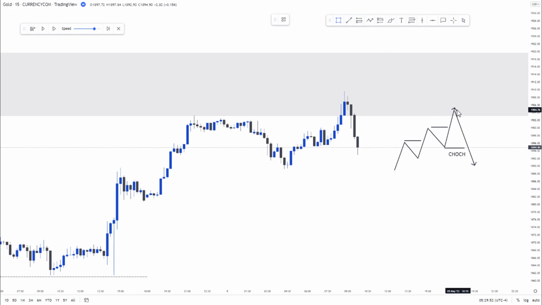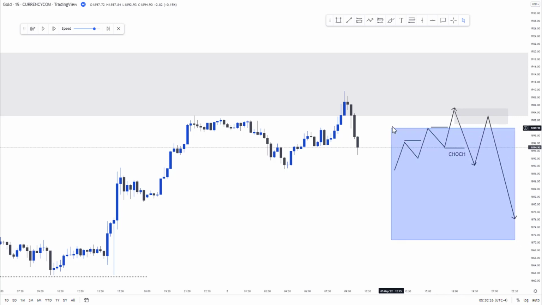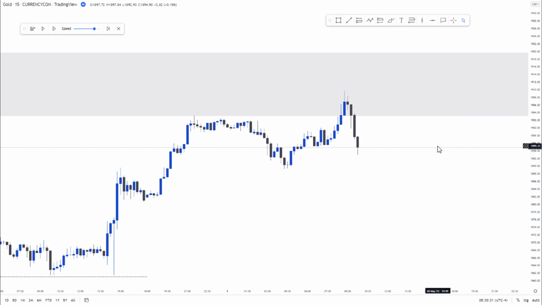So when we get this change of character, what do I do? I map out my lower time frame supply zone. When I map out my lower time frame supply zone, what do I see? I see price coming back to the supply zone before it moves in our direction. So when price comes back to the supply zone, my sell order is already in place. Once price taps into the zone, it triggers my order and moves to my predicted direction. So this is how I approach price when it returns back to my zone.